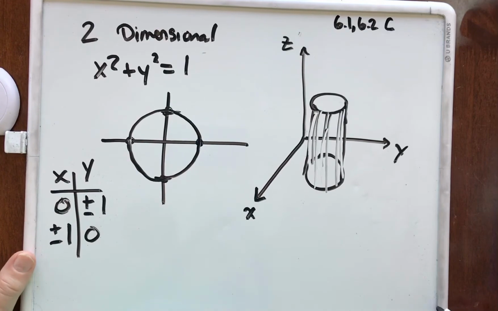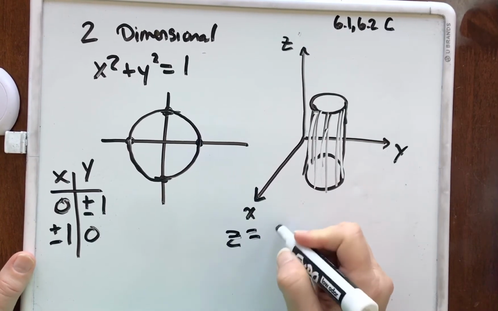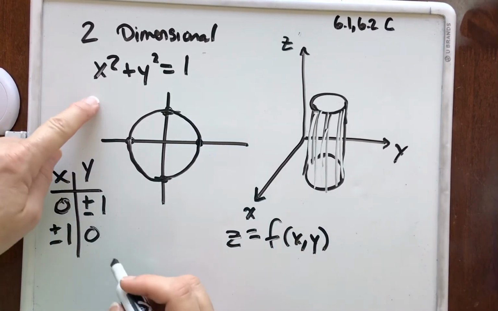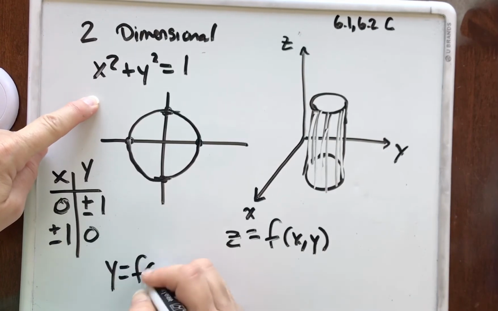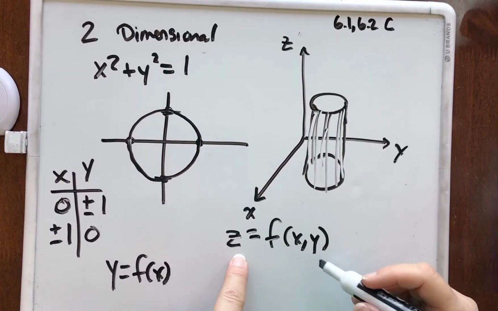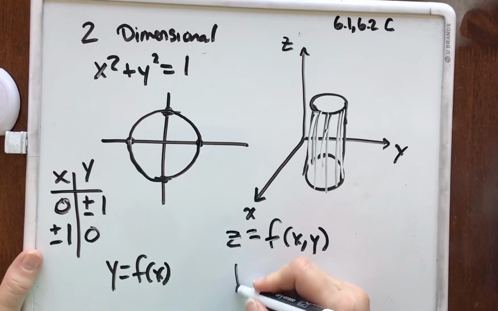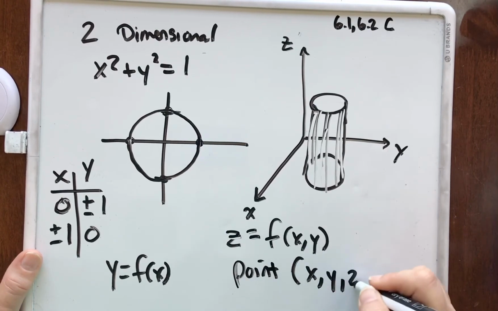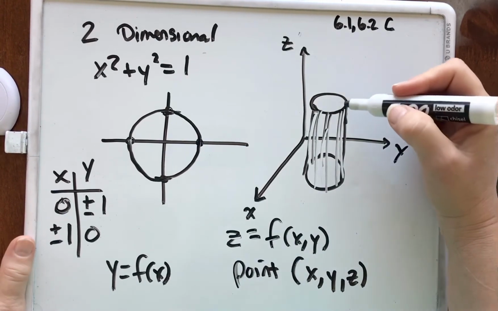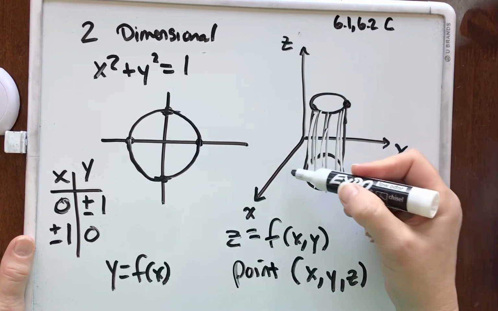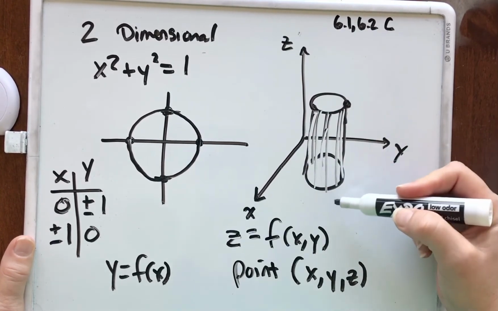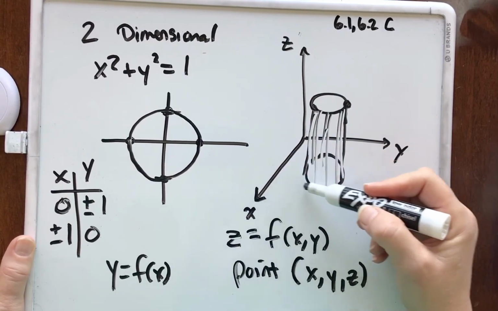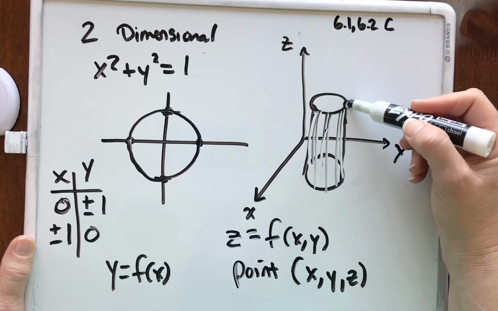Okay, so in this case, we're looking at z equals f of x, y. Remember over here, we had y equals f of x. But here, we have z equals f of x, y. And the points for this are actually going to be a point x, y, and z. So let's say this point right here, we'd have to go over x and then move our y, whether we're going up or down our y. So we go here to x, we go over to y, and then we go up to z, and that would be our point.